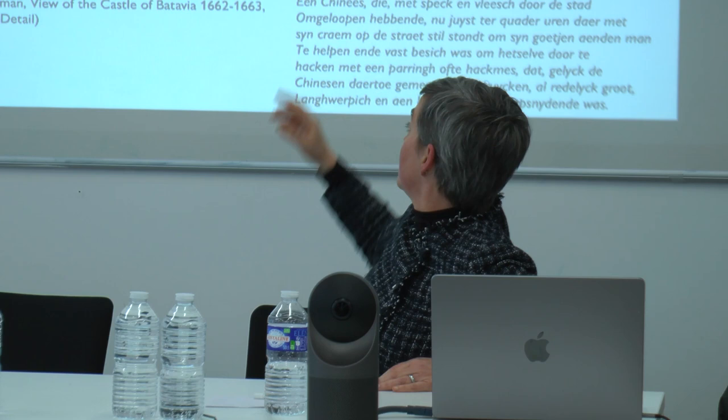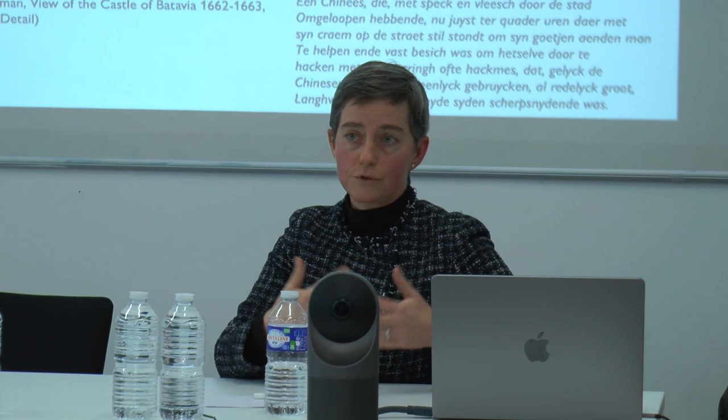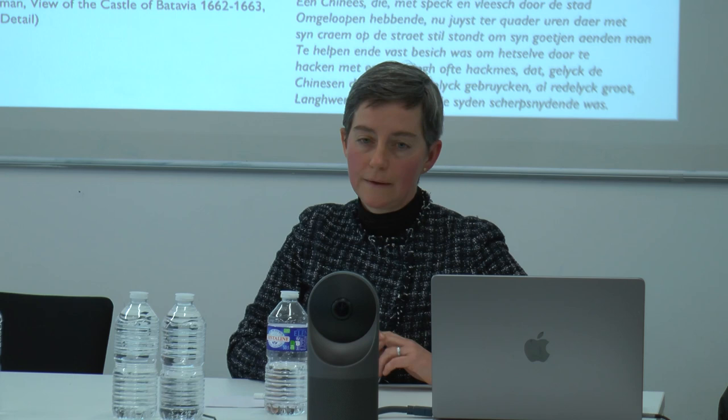And another of these combinations of text and image, which tells us more, is figure number B, who's a Chinese person, who apparently was just walking around the city with meat, and he'd been selling, and he just put down his basket, and then he was robbed of his knife by the perpetrator. So that was all lovely.